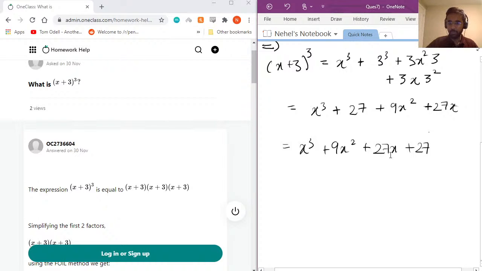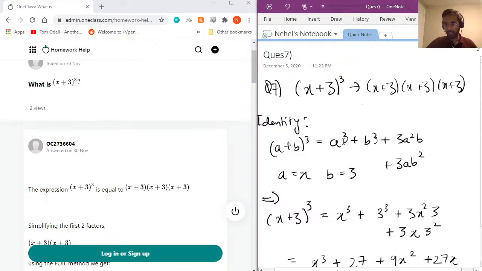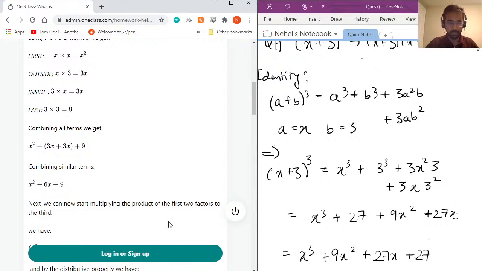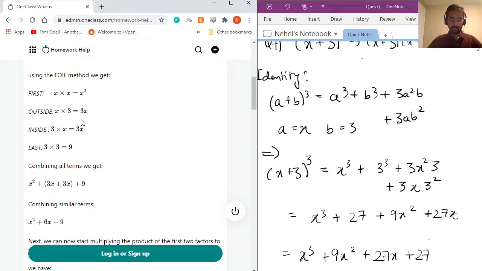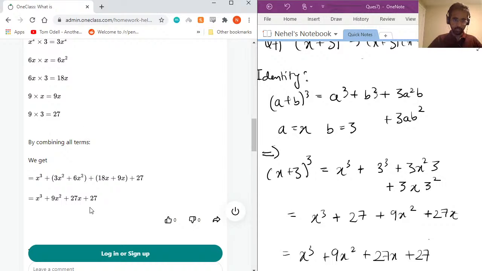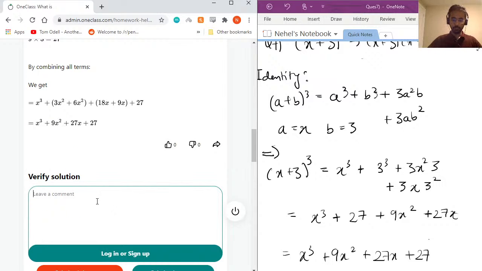So in hindsight, maybe using the FOIL method we would have avoided the mistake, but I would still suggest remembering this identity: a plus b whole cube is equal to a cube plus b cube plus 3a squared b plus 3ab squared, and we'll be able to get to the answer without a problem. Okay, so looks like the solution has used the FOIL method and they have gotten the same answer. So the answer is correct in this case.